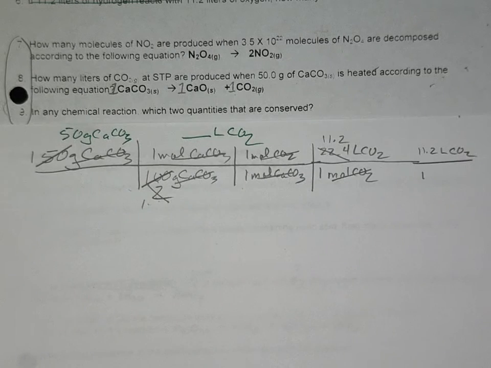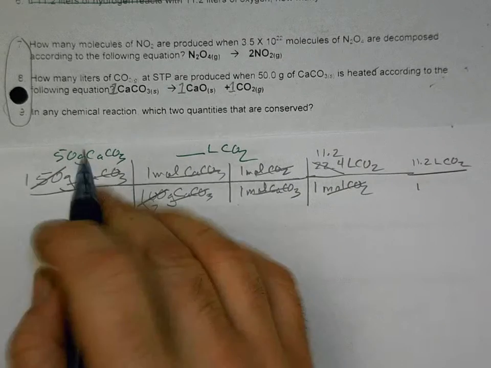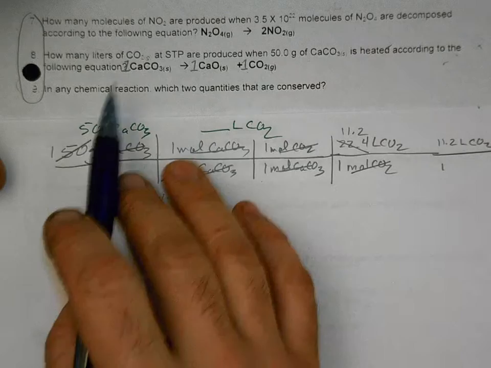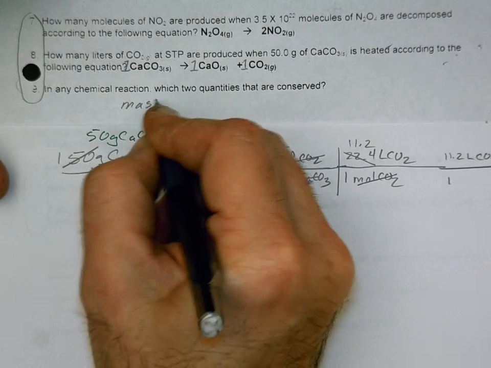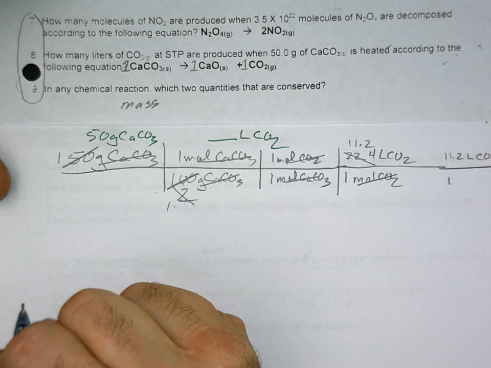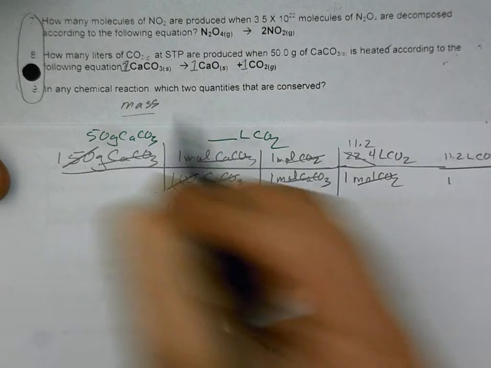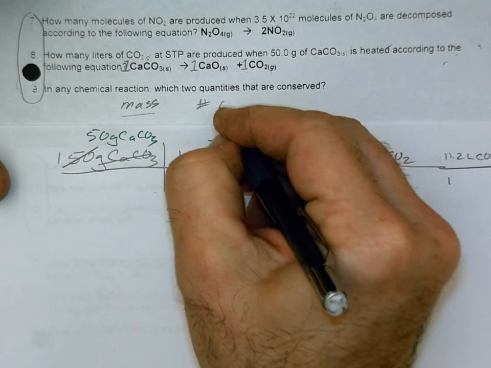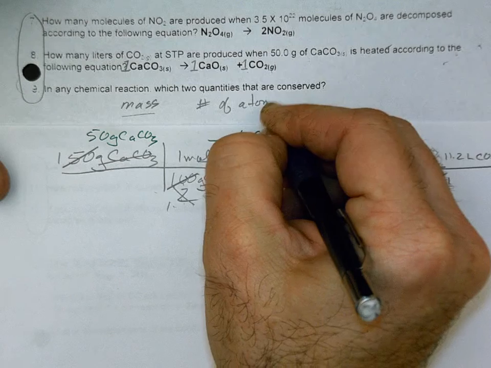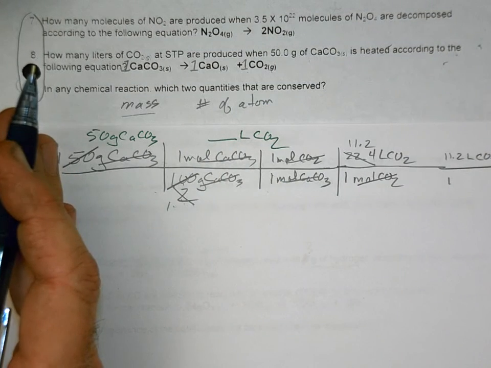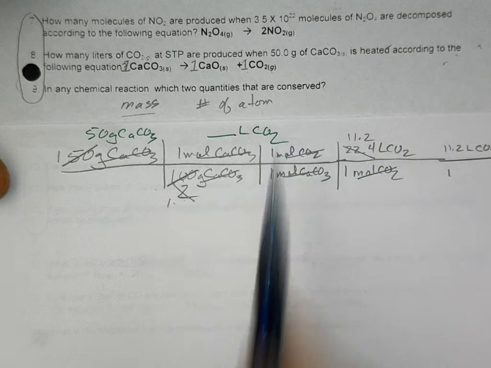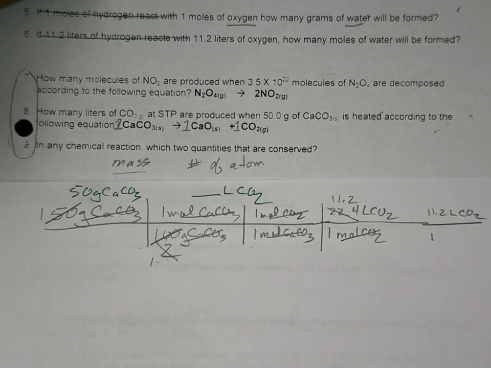Okay. And lastly, in any chemical reaction, which two quantities are conserved? Mass, whatever mass you start with in the reactants, you're going to have in the products, and number of atoms. The last unit was all about balancing equations. We were just making sure we had the same number of every atom in the reactants as we did in the products. Any questions there? Going once? Going twice?